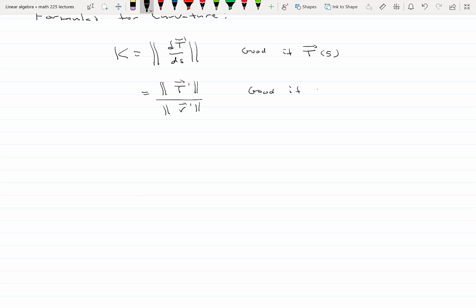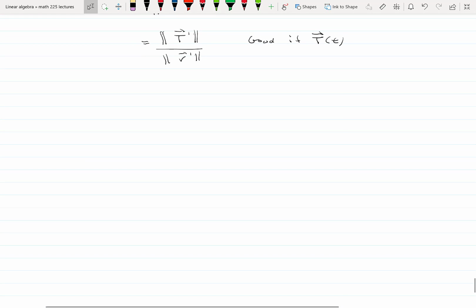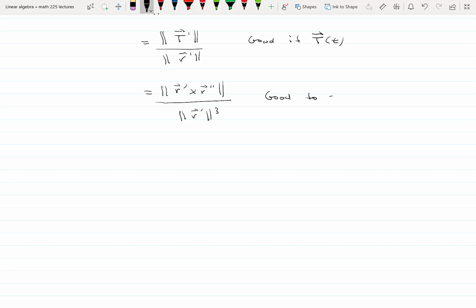if T is a function of time. Okay. There are others. There's this popular formula. It's the length of r prime cross r double prime over the length of r prime cubed. Okay, and this is good to avoid tangent as a function of time. It only involves our position vector r and its derivative and its second derivative.